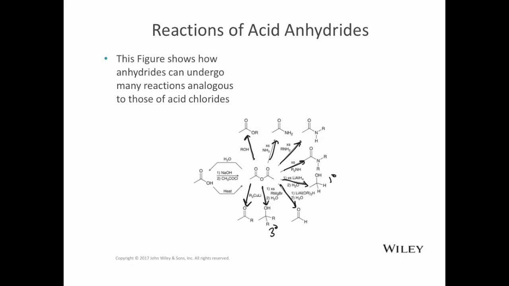To form the carboxylic acid, you would also use water, just like with acid chloride. To form the anhydride, you can take a carboxylic acid and form a carboxylate, then react that with the acid chloride. And all of the mechanisms for all of these are directly analogous to the mechanisms with acid chlorides.